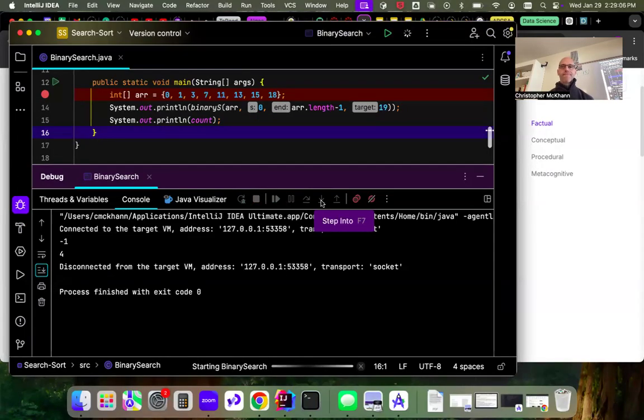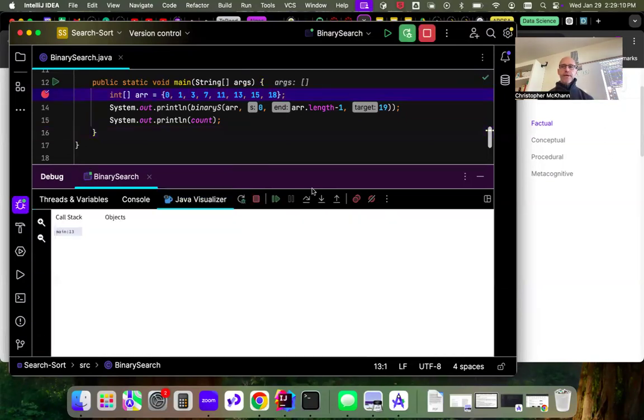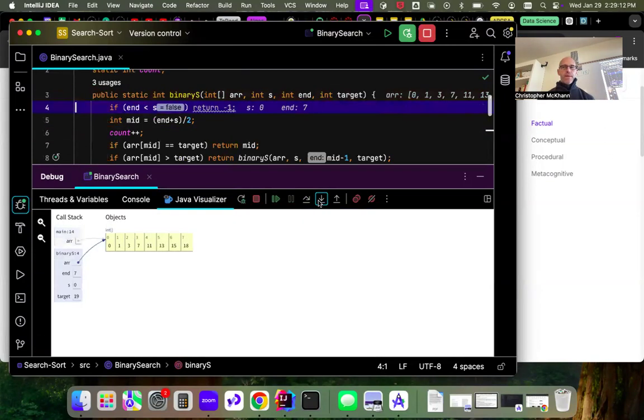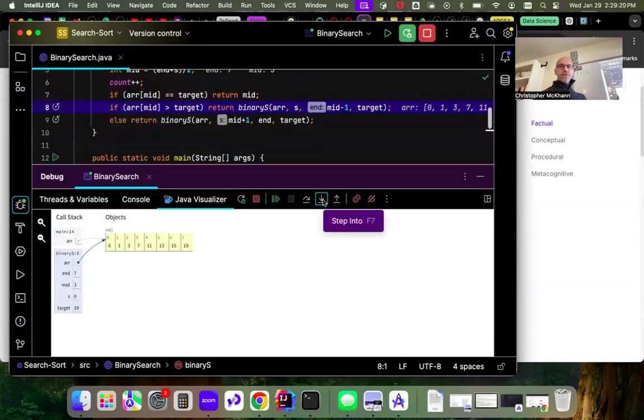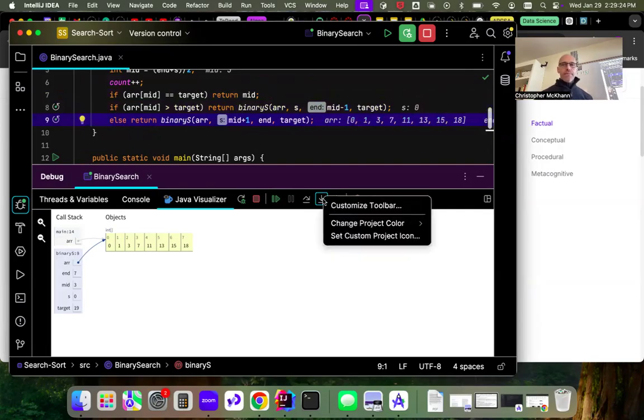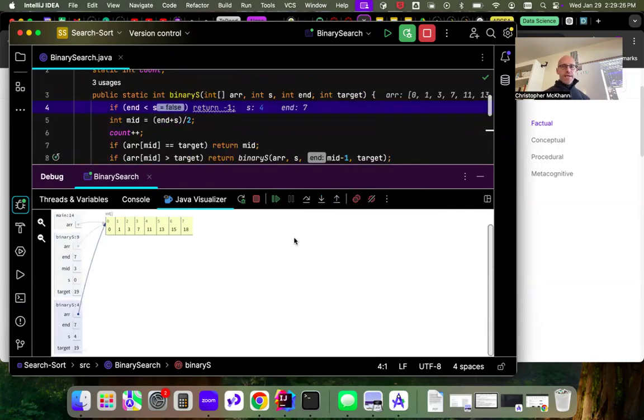Right. Until start. And so, all right, we get here. There's our first recursive call, right? S is 0. We get a midpoint of 3. We eliminate everything from 3 down. So we got another stack here. S is 4, end is 7. Our midpoint will be 5. Oh, 4.